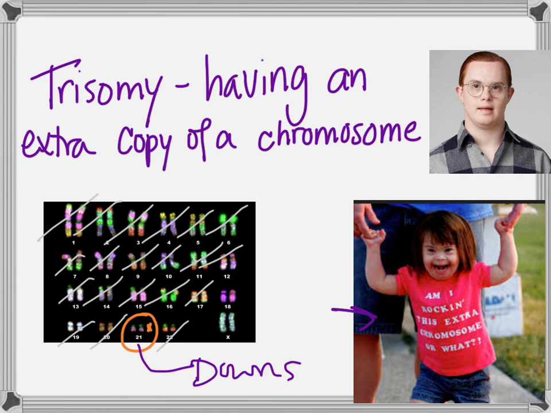It's when somebody's got an extra copy of a chromosome. And Down syndrome is the best known trisomy. It's a trisomy on the 21st autosome. But anyway, more about trisomies later. I just wanted to toss that in.